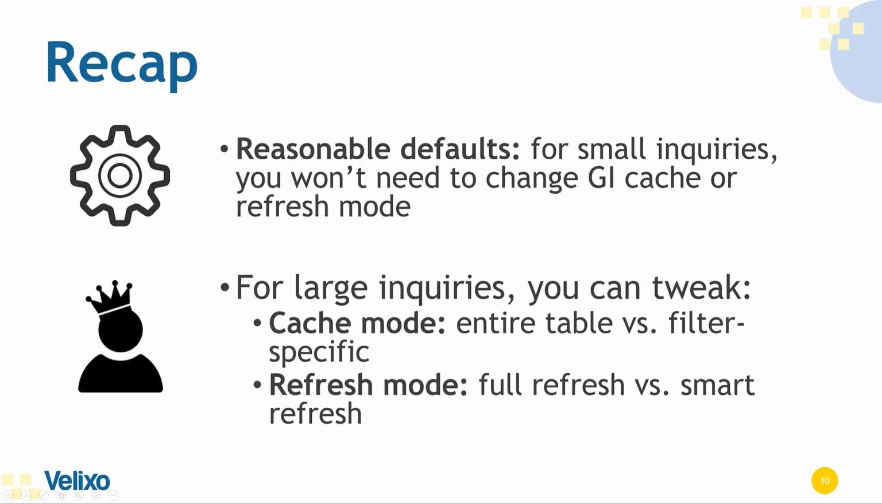To conclude, Velixo Reports provides default generic inquiry caching settings that are optimal for most common usage scenarios, and you will not normally think about them or change their configuration. However, if you notice that your GI or GI lookup function calls or Velixo refreshes are taking a long time, Velixo provides you with two distinct optimization tools, changing the cache mode and the refresh mode for each generic inquiry that you consume.